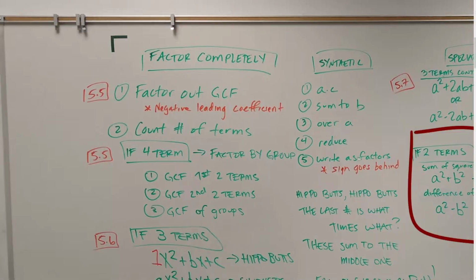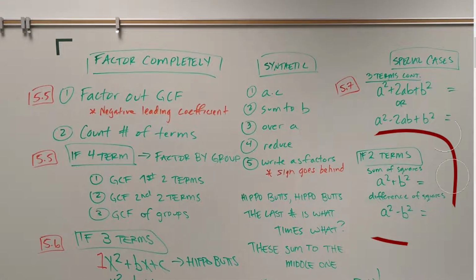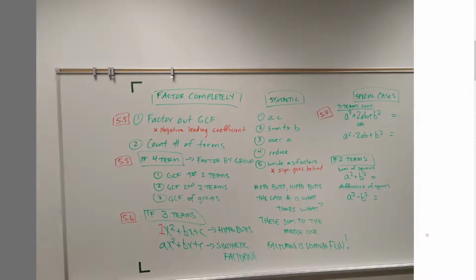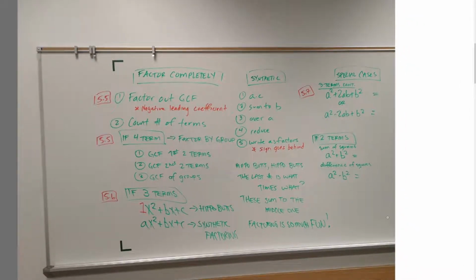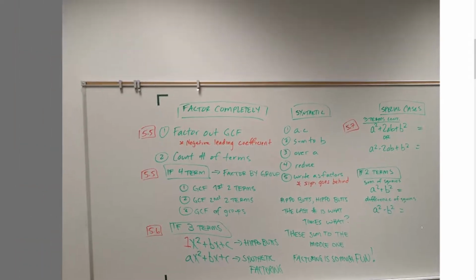So here we have this handy dandy chart. This was a chart that was made during class by our instructor, and she laid out some very nifty steps for factoring. Now, the first thing that we want to do for any factoring, be it quadratic formula, synthetic, Hippo Butts, and we'll get into that in a minute. Any type of factoring, you want to factor out the greatest common factor, the GCF. And you want to make sure it does not have a negative leading coefficient.